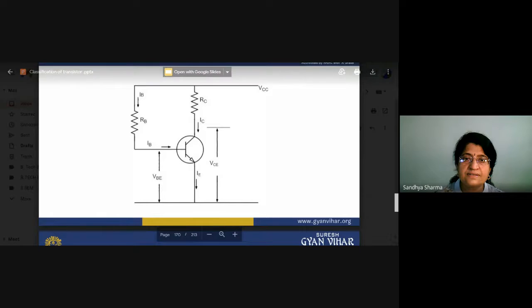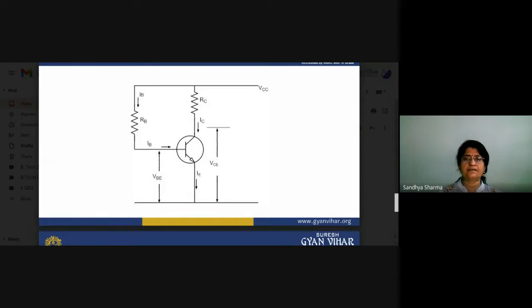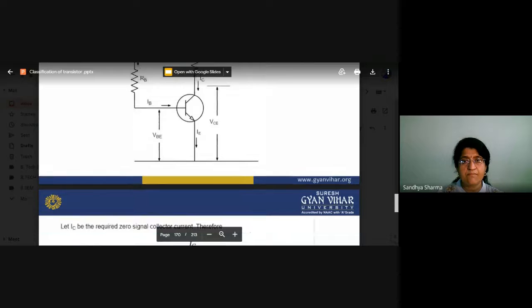You can see in this diagram there is the collector current IC, there is the base current IB, there is a resistance RB which is connected between the collector terminal and base, and VBE, that is the base to emitter voltage, and VCE is the collector to emitter voltage.